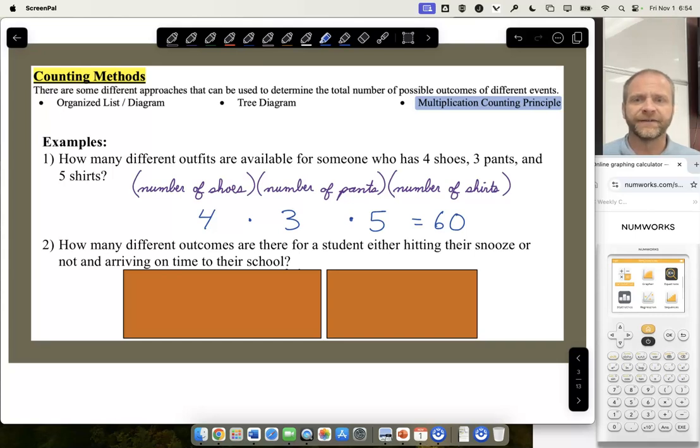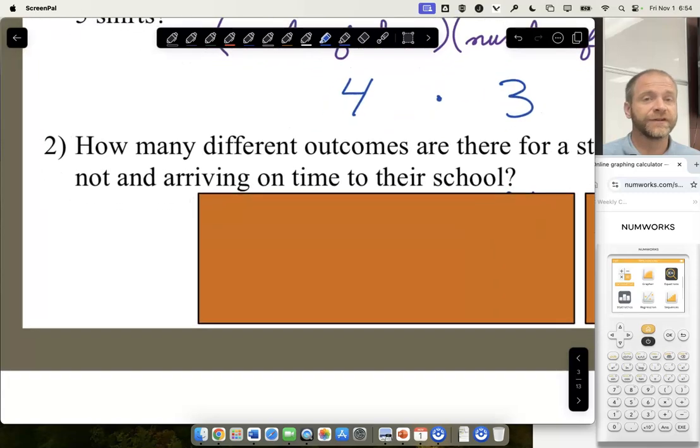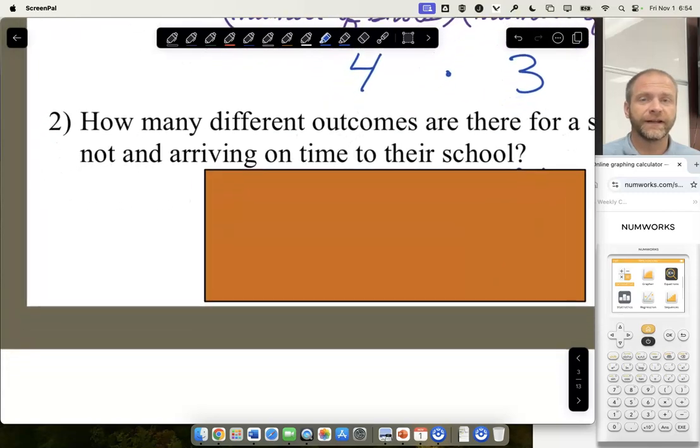Now in this one, how many different outcomes are there for a student either hitting their snooze or not? So hitting their snooze or waking up, and arriving on time to their school, which means arriving on time or being late. Now in this case, I'm actually looking at a tree diagram just to kind of show you how it relates.